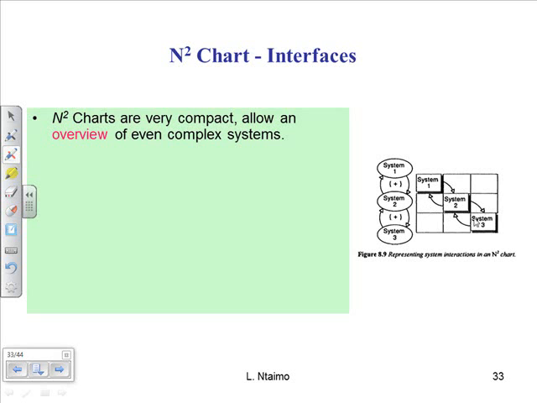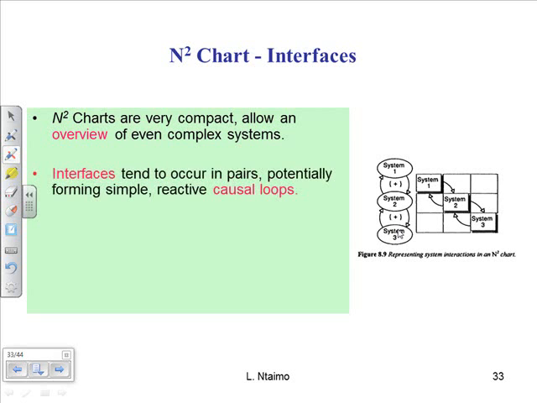So we can put digraphs, and this looks like a causal loop model, right? You can actually see that there is reinforcement going on between system 1 and system 2. Similarly, between system 2 and system 3, there is some interchange going on there.